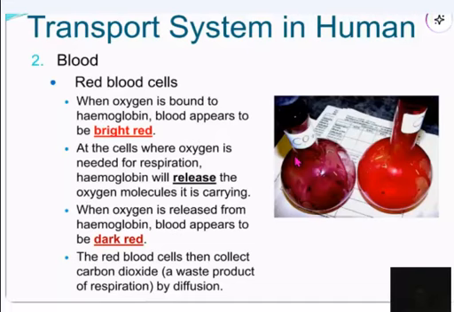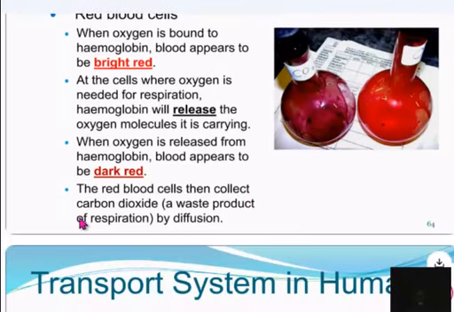And after this oxygen has been captured, the function of that oxygen in the blood is to be released into the body. When it releases, it becomes this dark red. That's what we are talking about here. Then the red blood cell collects carbon dioxide, a waste product of respiration, by what? Diffusion. That's how the cycle continues. When it releases the oxygen, it also collects the carbon dioxide so that it can take it back as a waste product by the process called diffusion. So that is that.